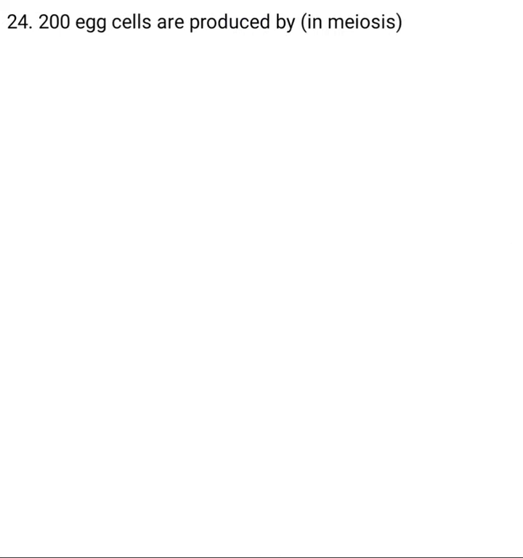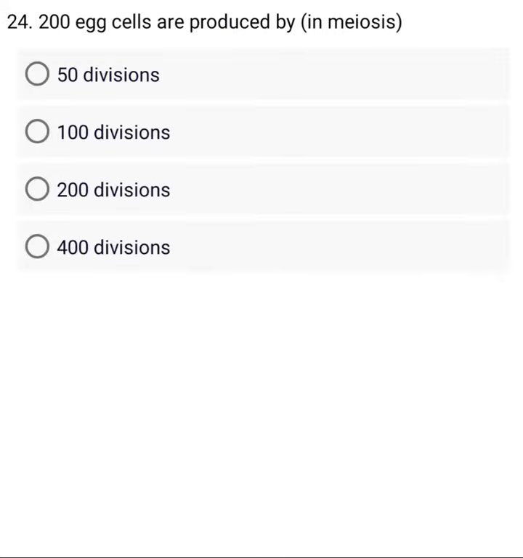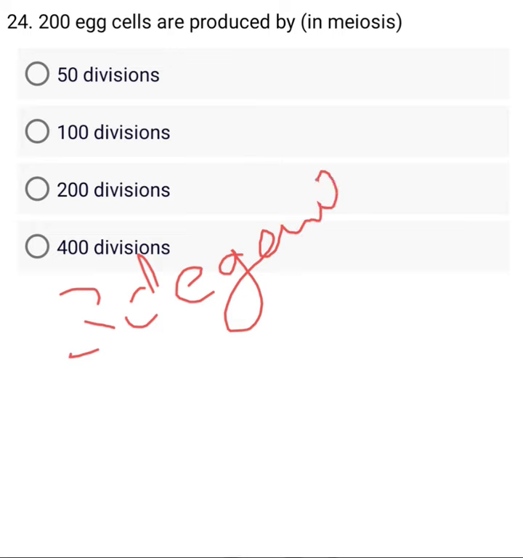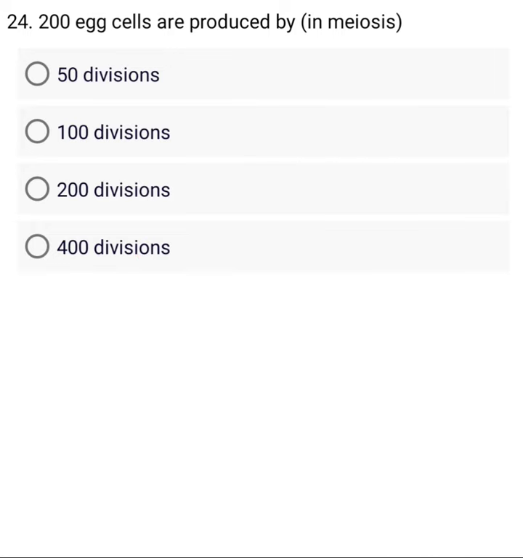Right. 200 egg cells are produced by, in meiosis, A. 50 divisions, B. 100 divisions, C. 200 divisions, D. 400 divisions. Right. A cell has 23 pairs of chromosomes just after the completion of mitotic telophase. The number of chromatids at the preceding metaphase was. Right.